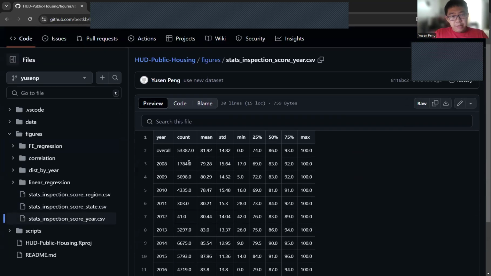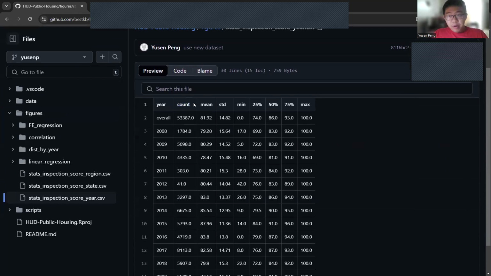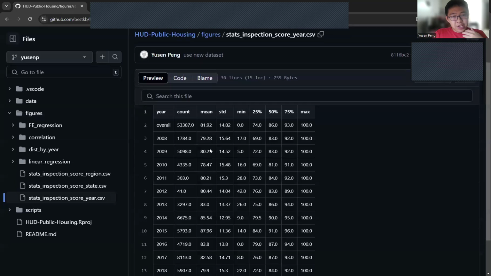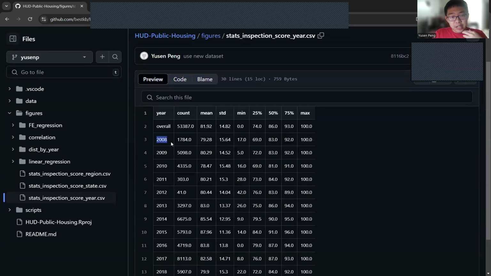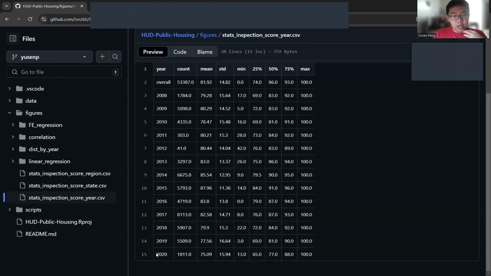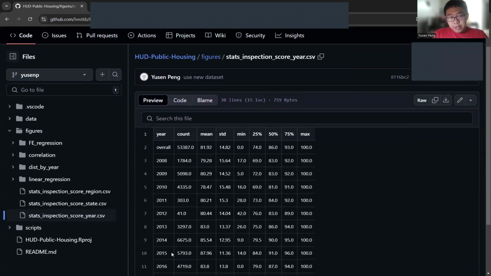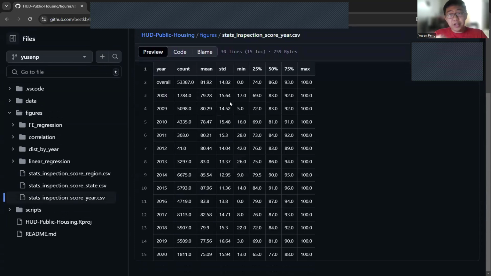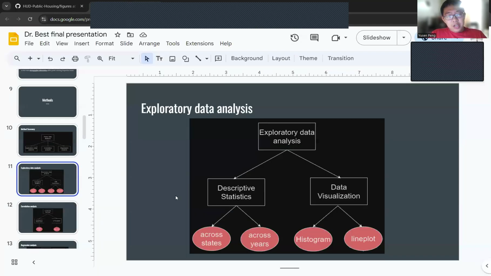As we can see, count is basically the number of observations, and we have mean, standard deviation, minimum, maximum, and three different quantiles. It measures data from 2008 to 2020. This is the data of inspection score in the US as a whole over years. The other thing in this analysis part is, of course, the descriptive statistics across different states.